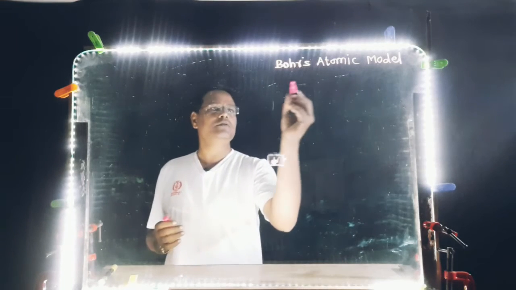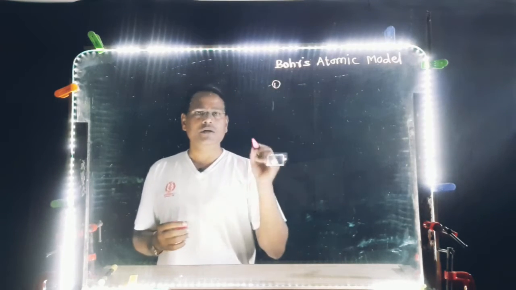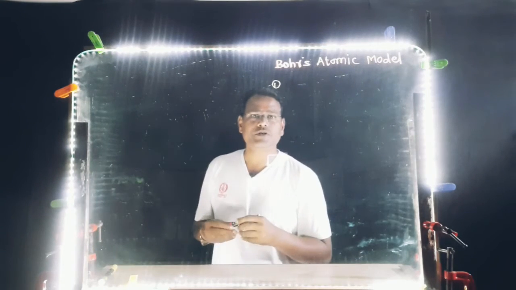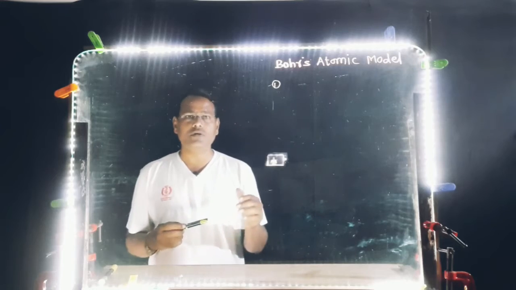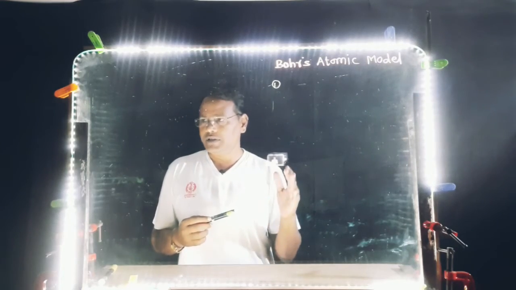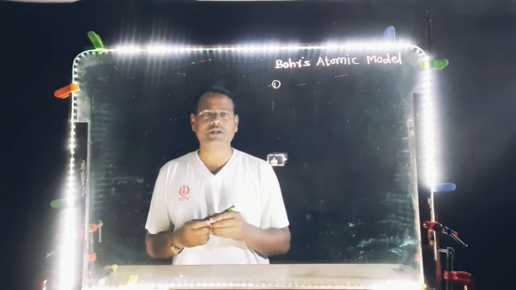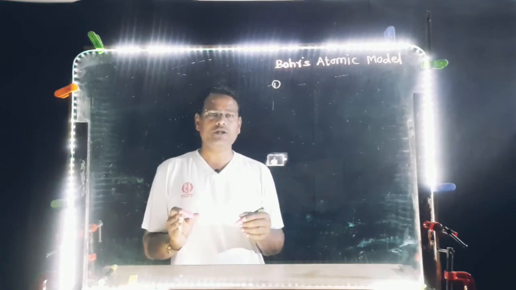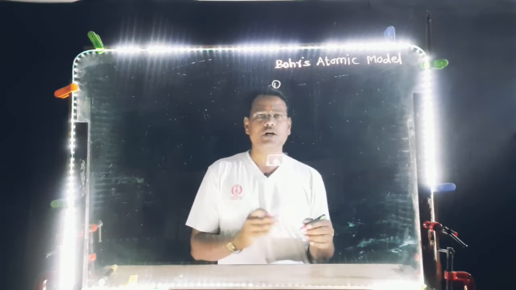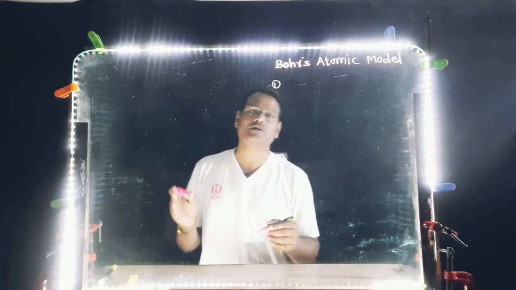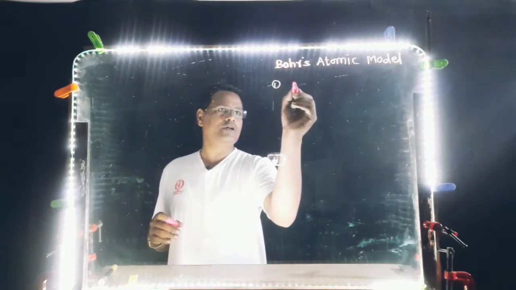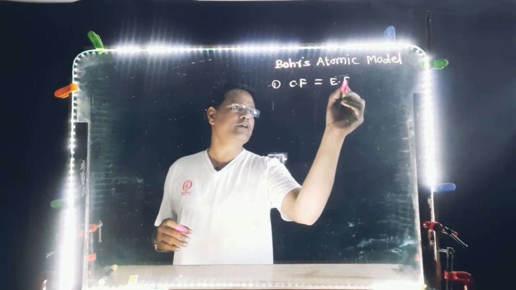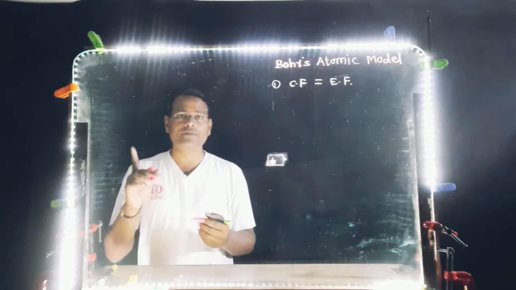So, first one, he states in his first postulate that for circular motion of the electron around the nucleus, the necessary centripetal force is provided by the electrostatic force of attraction between the positively charged nucleus and the negatively charged electron. So, centripetal force is equal to electrostatic force by the first postulate.